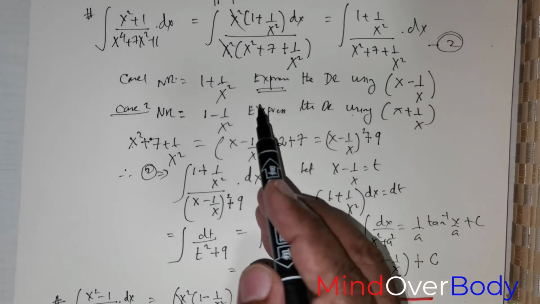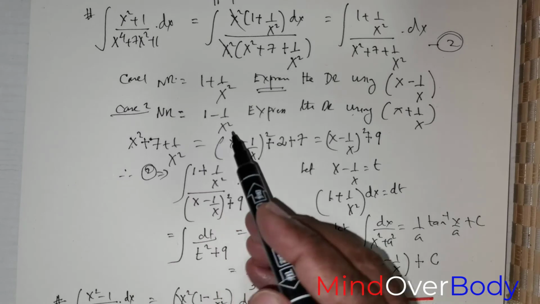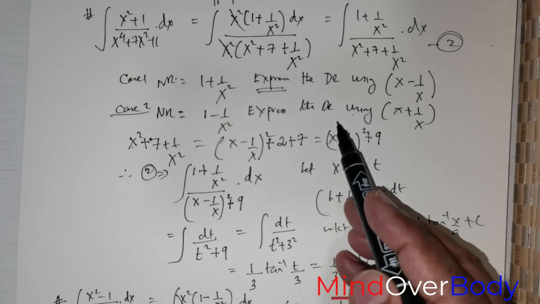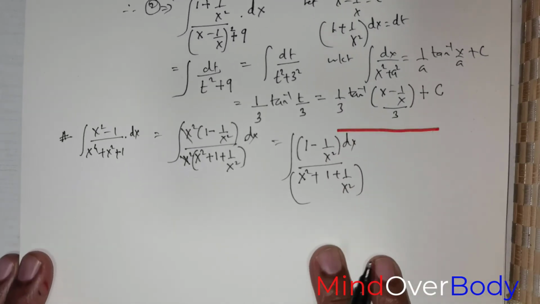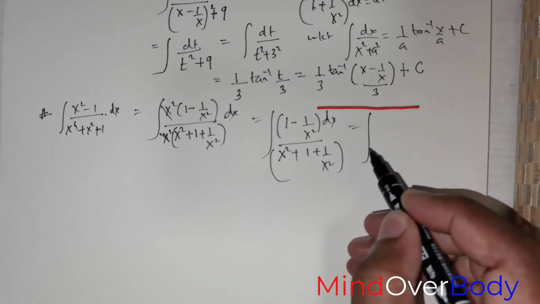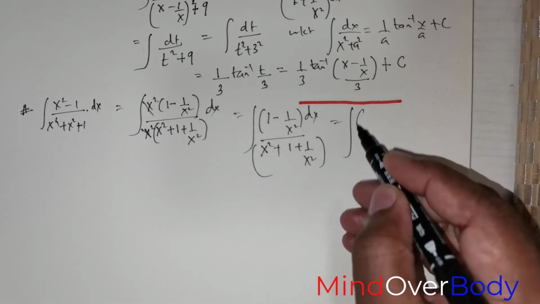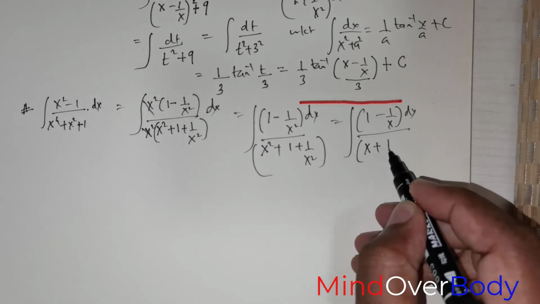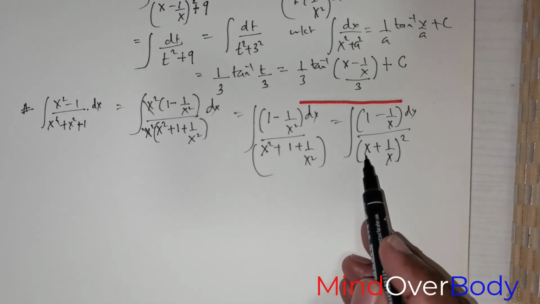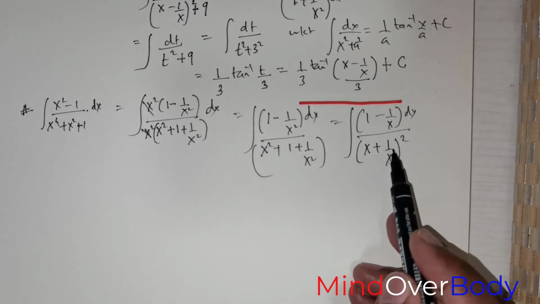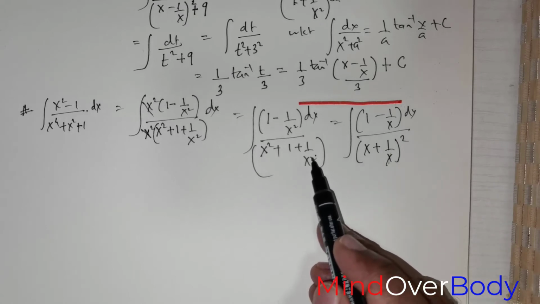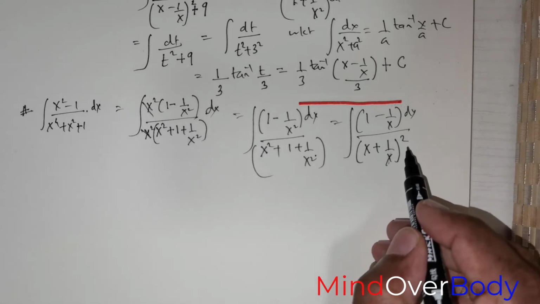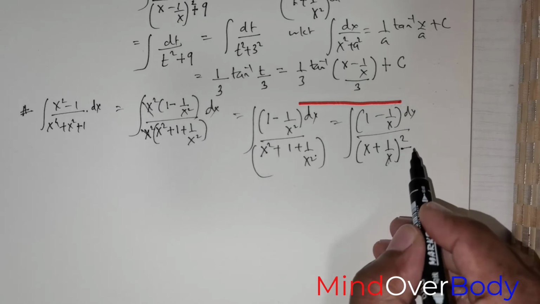So let's go back to the cases that I have mentioned. If you are having a numerator which has got 1 minus 1 over x squared, then express the denominator using x plus 1 over x. So that's exactly what I'm going to do. So this is equal to integral 1 minus 1 over x times dx. The denominator is expressed with x plus 1 over x raised to the power of 2. When I square it, I get the first term, and I square this term, I get the third term, plus 2 times of x. So that would mean I have an extra 2 which has to be removed. So I need to place a minus 1 here.